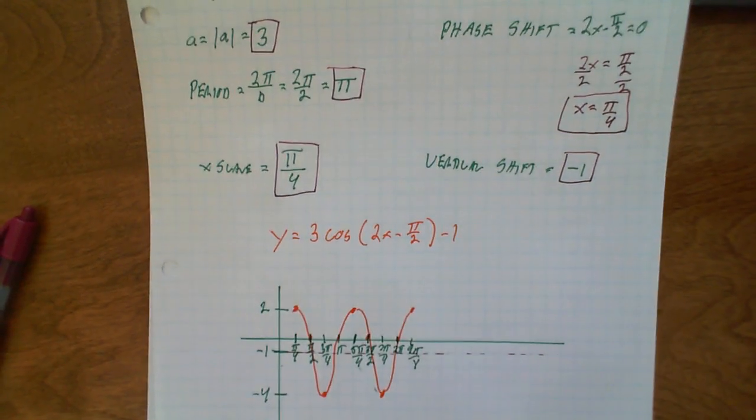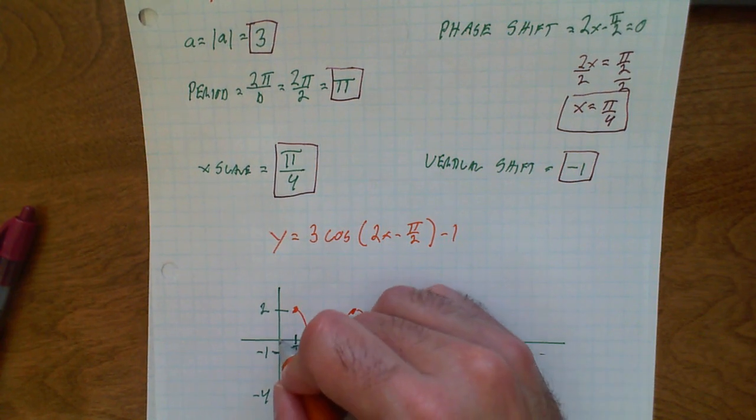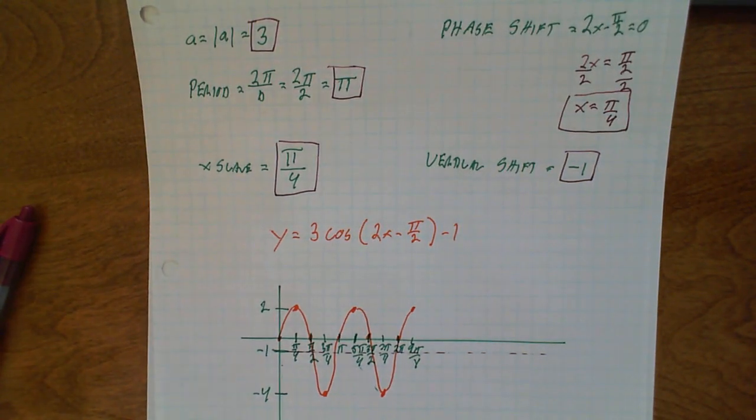Now, if you want to continue it to 0, you know that as the pattern says we have to go down at 0 here, so there you go. That's how you graph y equals 3 cosine of 2x minus pi over 2, minus 1.